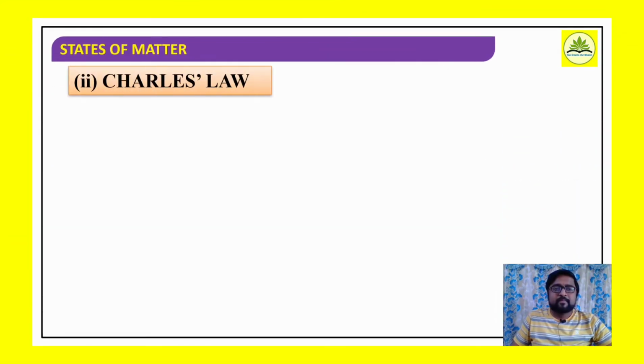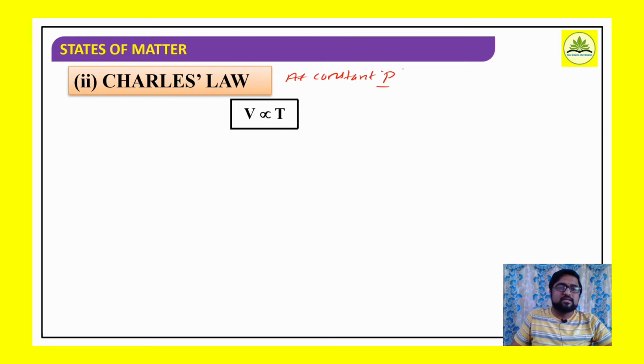Coming to the second one, Charles law. Charles law says that at a constant pressure, by keeping pressure constant, the volume of a given mass of a gas is directly proportional to absolute temperature. So V is proportional to T.